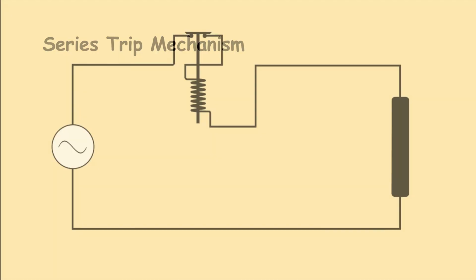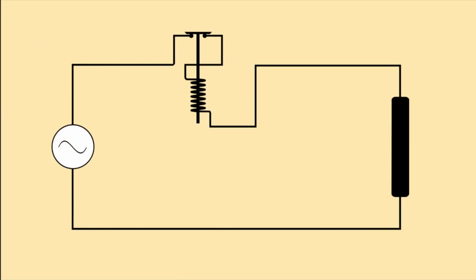Now, we come to the series trip mechanism. Here, the trip coil is connected in series with the main circuit. Whenever current flows through the circuit, under normal current conditions, this trip coil produces magnetic force. But that magnetic force is not enough to move the plunger associated with that trip coil. During a fault condition, the current through the circuit will be large enough to create sufficient magnetic force in the trip coil to move the associated plunger.